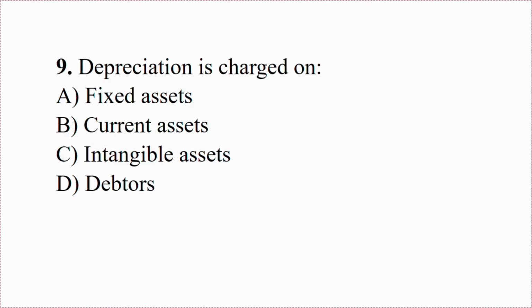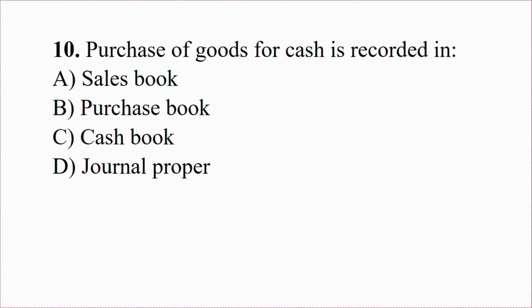The next question is: depreciation is charged on option A, fixed assets. Option B, current assets. Option C, intangible assets. Option D, debtors. So the correct answer is option A, that is fixed assets. The next question is: purchase of goods for cash is recorded in option A, sales book. Option B, purchase book. Option C, cash book. Option D, general book. So the correct answer is cash book, option C.